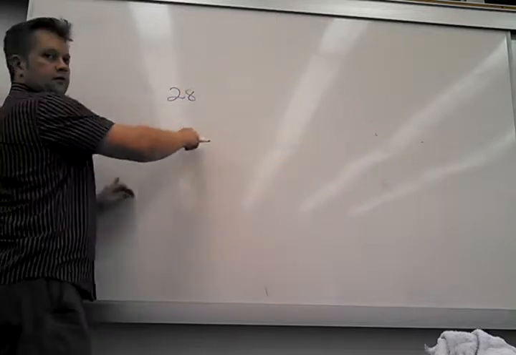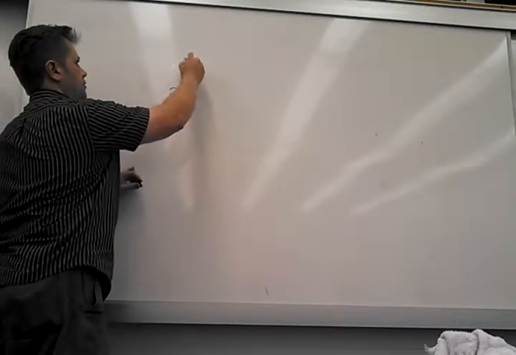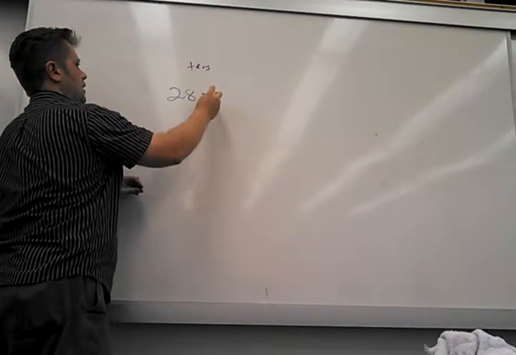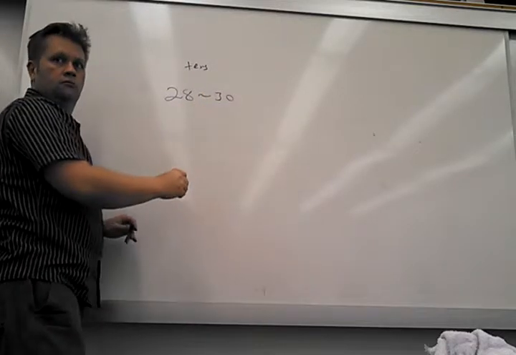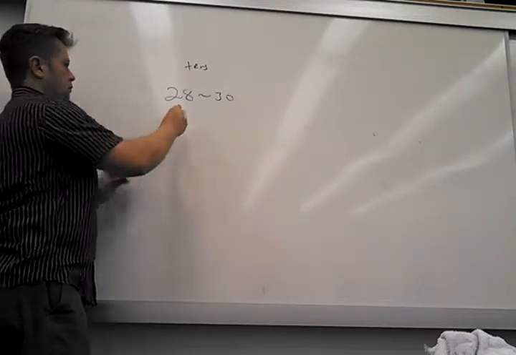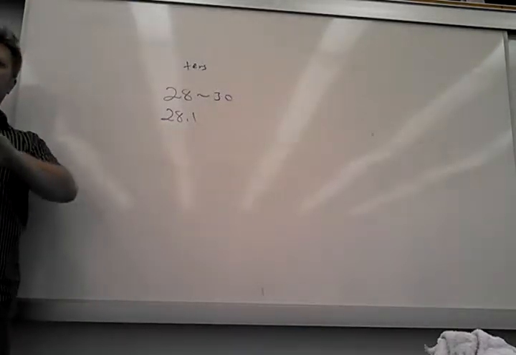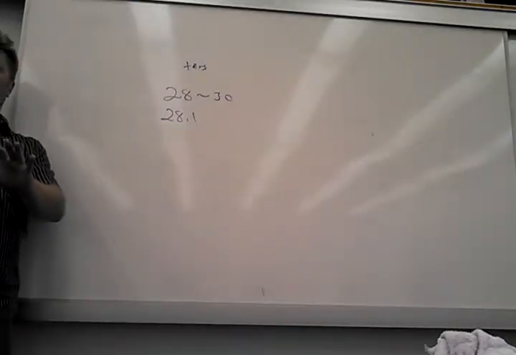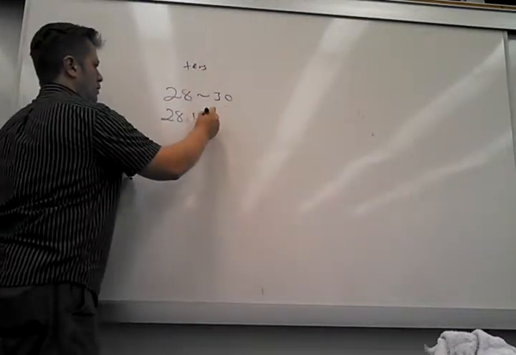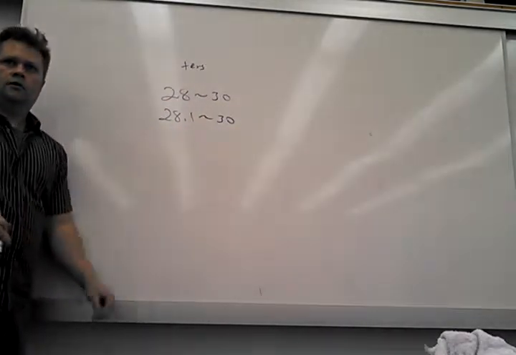Is that correct? No. Oh my gosh. So 28. If I rounded it to the tens, you'd say that's about 30, right? It's about 30. Just because I have 28.1, that 0.1 should not change my rounding. 28.1 is still about 30. It's close.